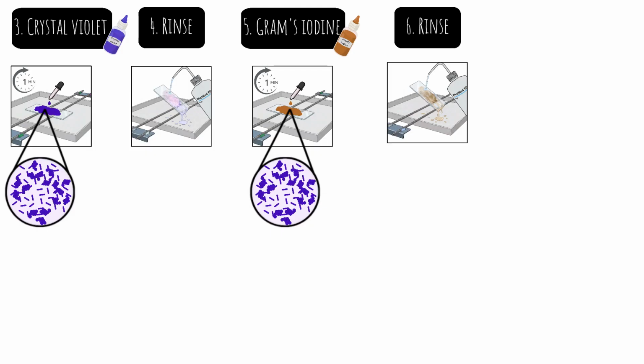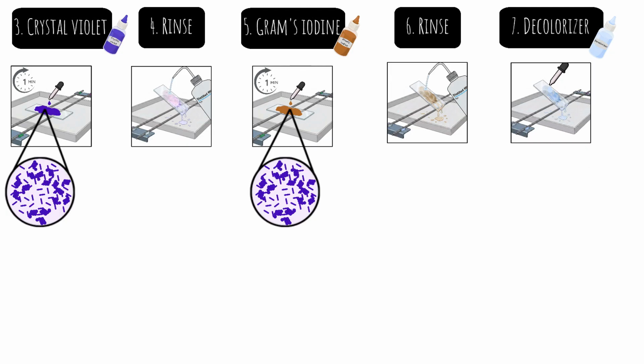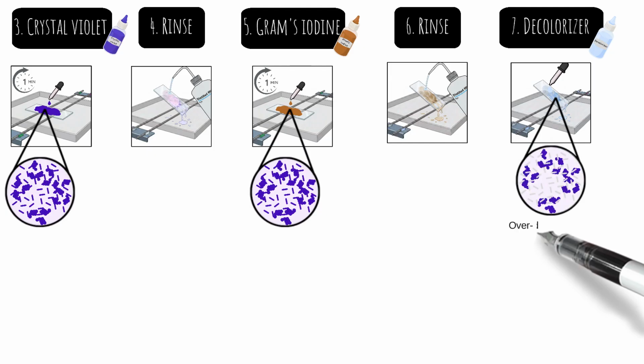Step 7. Decolorization with ethanol. With the slide still tilted, flood it with ethanol for 2 to 5 seconds, then immediately rinse with distilled water. This is the most critical and most error-prone step. Ethanol disrupts the outer membrane of gram-negative bacteria, releasing the crystal violet iodine complex. Gram-positive bacteria retain this complex. Over-decolorization can cause even gram-positive cells to lose the stain, giving a false gram-negative result.